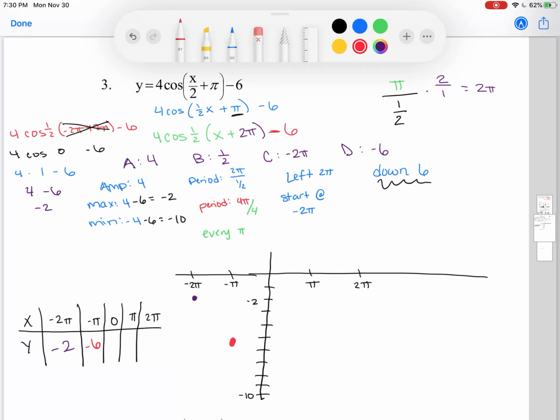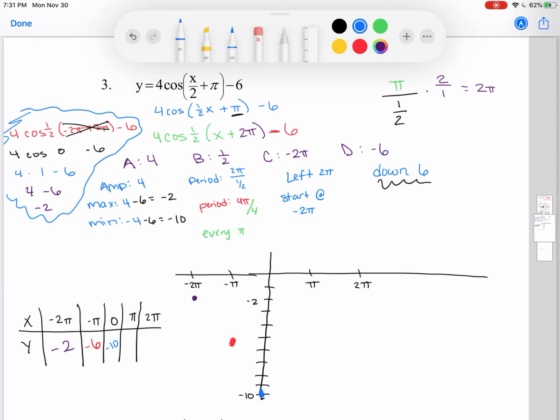If I plug in a 0 this time, 0 plus 2 pi is 2 pi. 2 pi times 1/2 is pi. Cosine of pi is -1. -1 times 4 is -4. Minus 6 is -10. All right, I'm doing all of this math in my head. If you need to write it out again, please do so. I'm doing all these steps for each value I'm plugging in. Okay, so for -10 at 0, there we go.